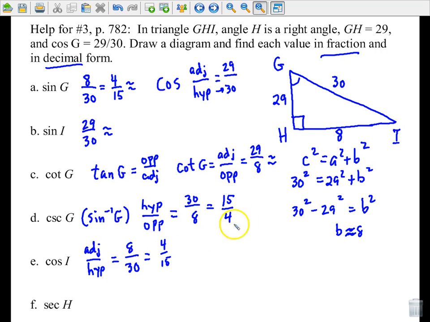Reduce. 4/15. I forgot. Don't forget to do decimals.